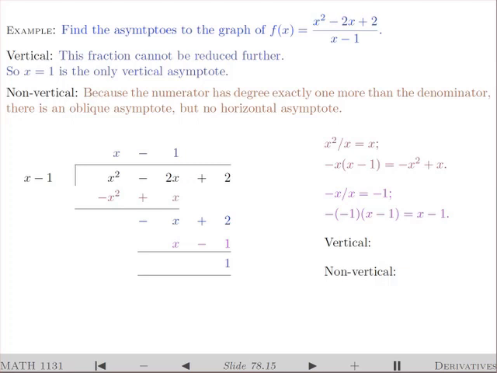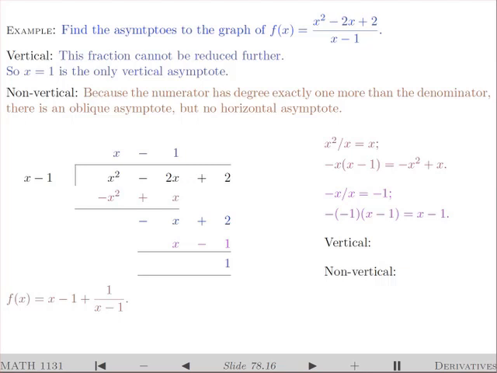Now, I never explained why, when you do long division, if you get a linear quotient, that gives you the slant asymptote. Let me explain that using this example. The consequence of long division is that the original fraction can be written as a polynomial, namely the quotient, in this case x minus 1, plus the remainder divided by the denominator of the original fraction. So in this case, 1 over x minus 1. Long division works by producing a remainder. The remainder always has smaller degree than the divisor.